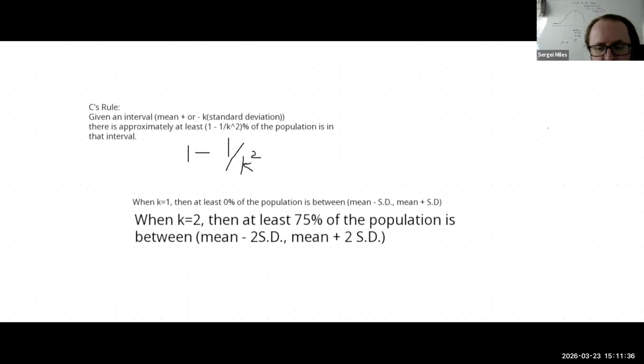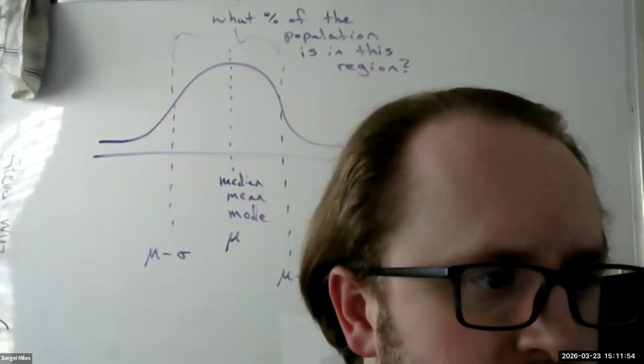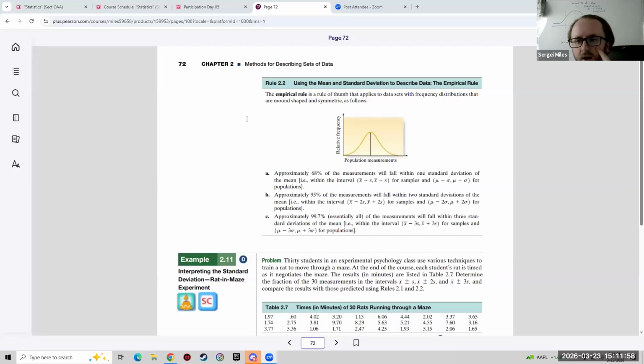But on the very next page, we immediately get a better option. So I'm just going to switch back to the textbook screen here. So let's see. Let me close this whiteboard here for us. And I'm going to go back to the textbook. So I'm going to share my screen again. All right. What we next have is even better than Chebyshev's rule in some ways. This is called the empirical rule.